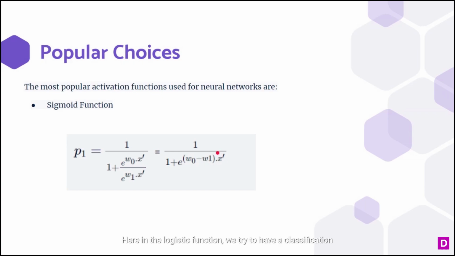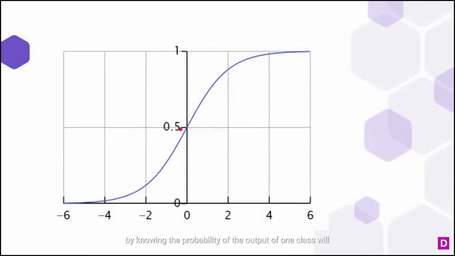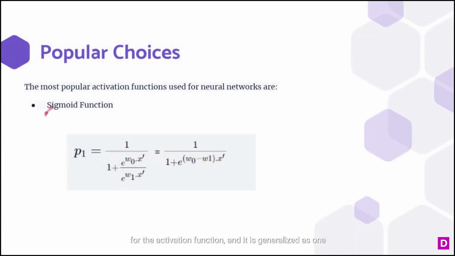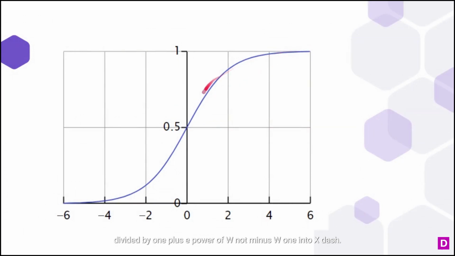In the logistic function, we try to classify multiple classes, but here we have only one class to be determined. By knowing the probability of the output of one class, we automatically get the probability of the other class. That's where the sigmoid function comes into the picture for the activation function, and it is generalized as 1 divided by 1 plus e power of minus (W0 plus W1 into X dash). The X dash represents the same input signal throughout the neural network, or a given output signal. This is how we define a sigmoid function.